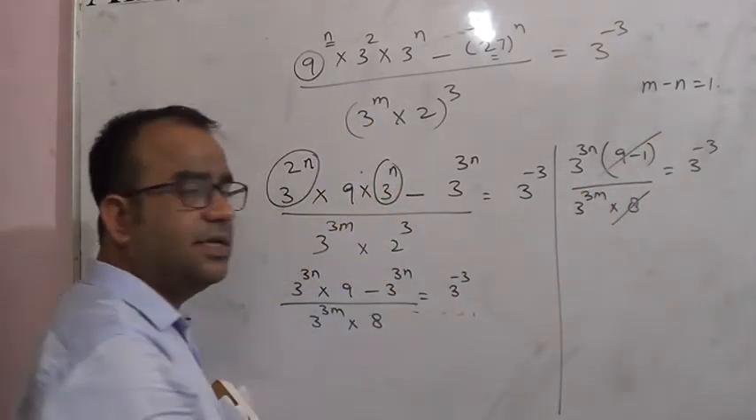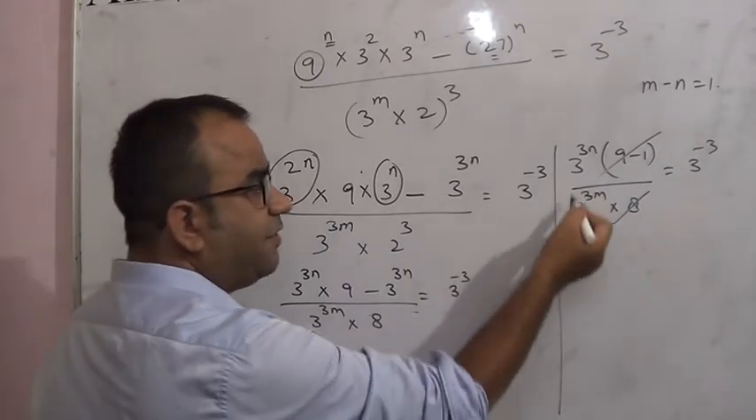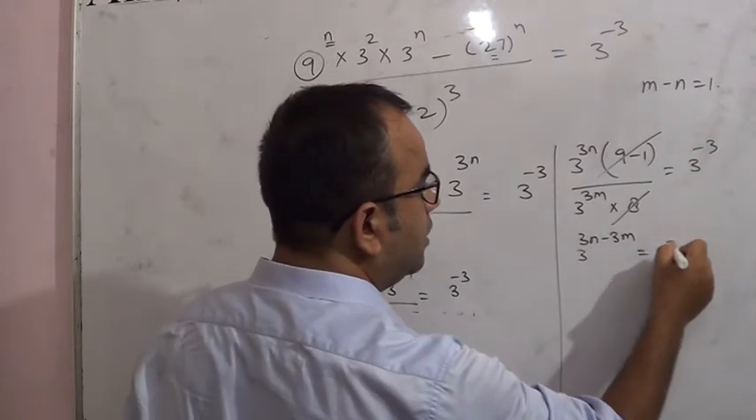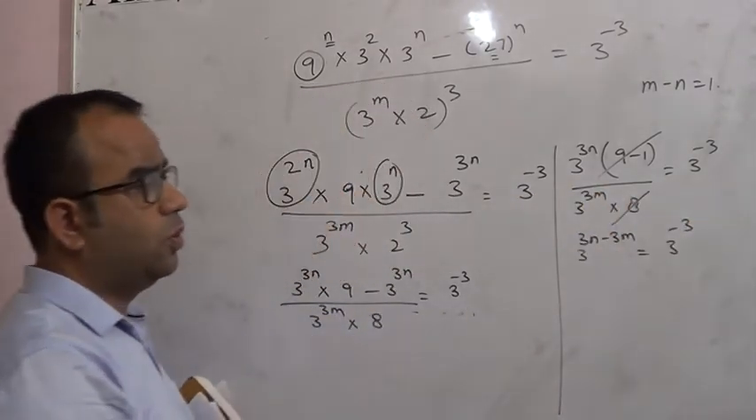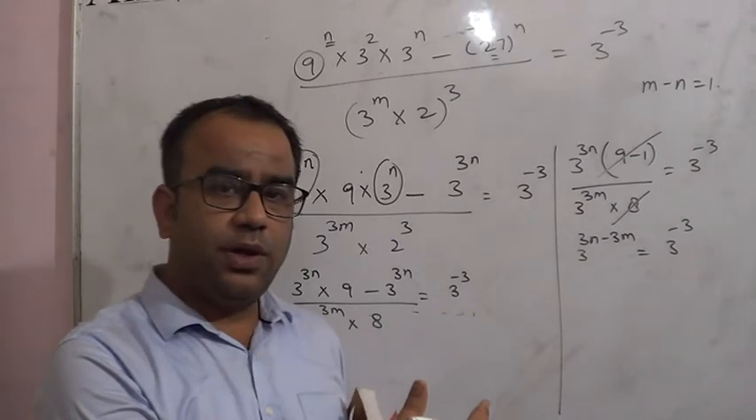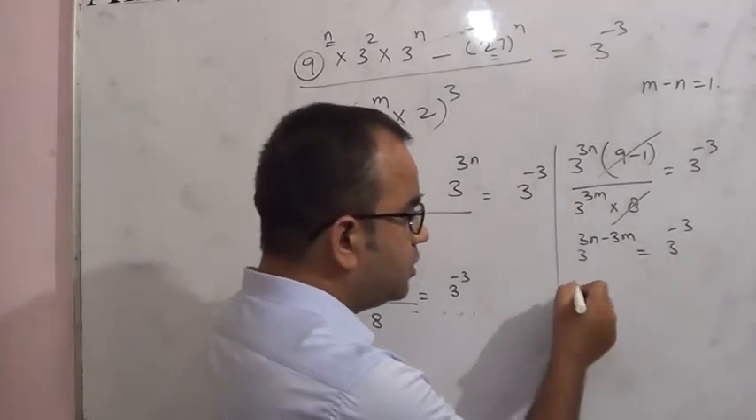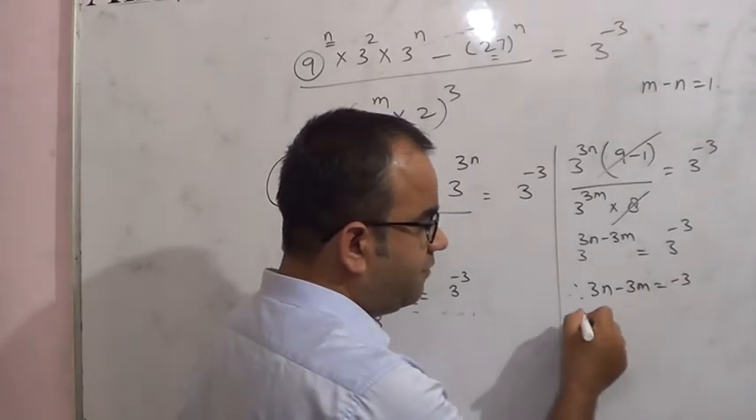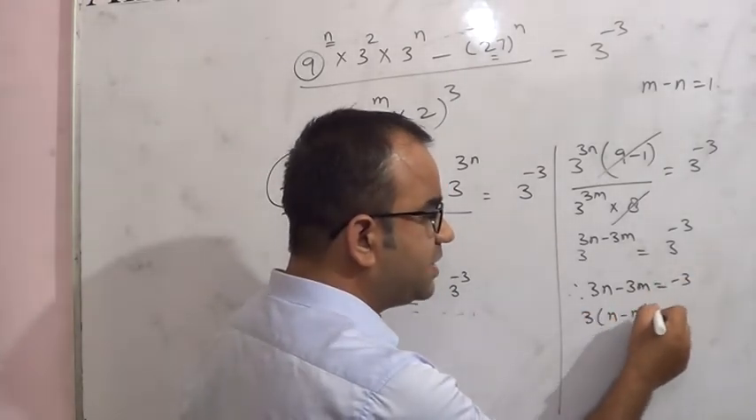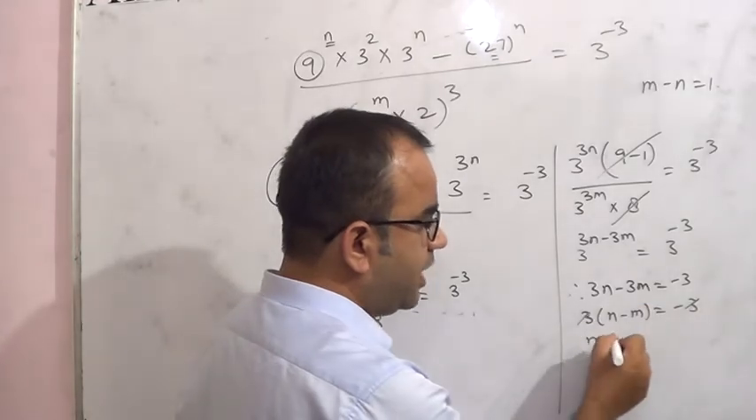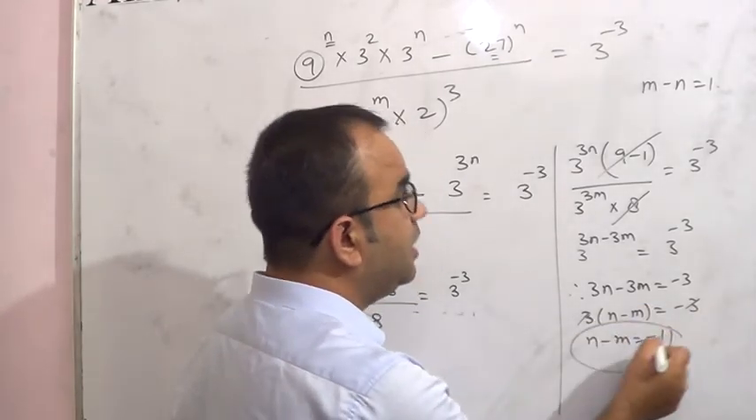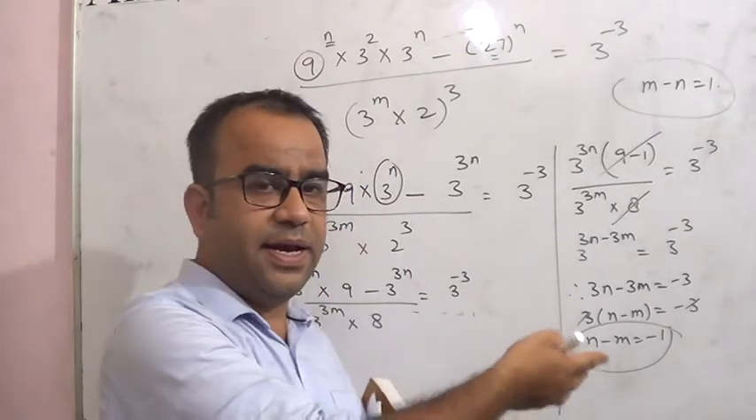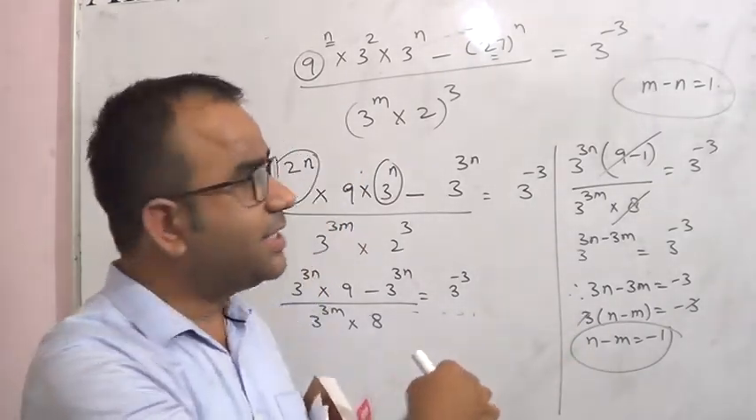This 8 will be cancelled with this 8, and when we divide, you know that the powers get subtracted. Since the base is equal, again the powers will be equal. So we can say that 3n minus 3m is equal to minus 3. If I take 3 common, n minus m is equal to minus 1. This is what we have to prove here. If you shift these m and n and 1 to the left or right side, you will get this value.